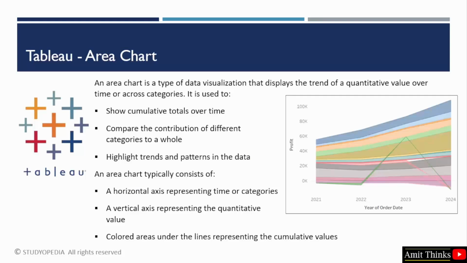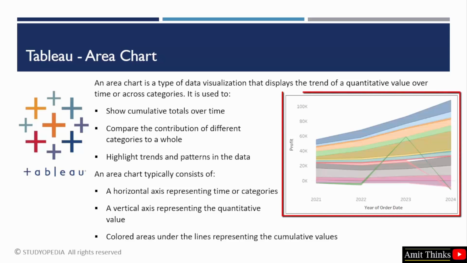As the name suggests, it is used to display the trend of a quantitative value over time. Let's say we want to get how different subcategories contribute to overall profit over time. You can achieve this by creating an area chart. Okay, this will also help in identifying trends and patterns in the data. So you can compare the contribution of different categories to a whole. So the right image displays the same.